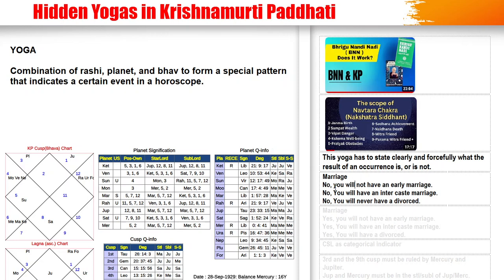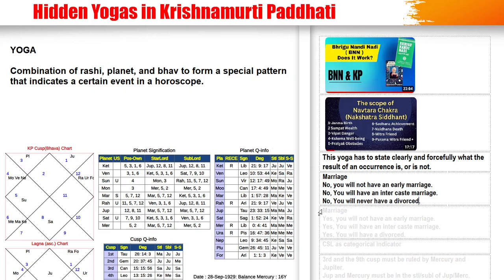So in a horoscope, if you come across a yoga, or if you know about a yoga, that clearly indicates: no, you will not have an early marriage. No, you will not have an intercaste marriage. No, you will never have a divorce. Right? So these kinds of, I would say, black and white rules regarding any specific event in a person's life, that is what a yoga is all about.